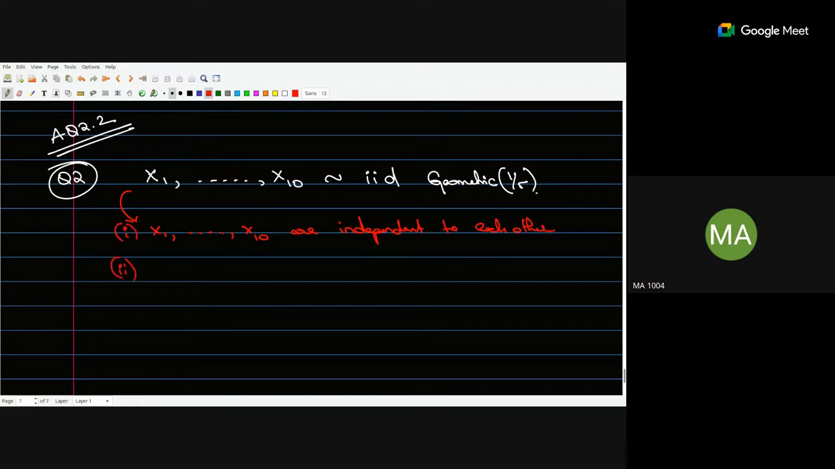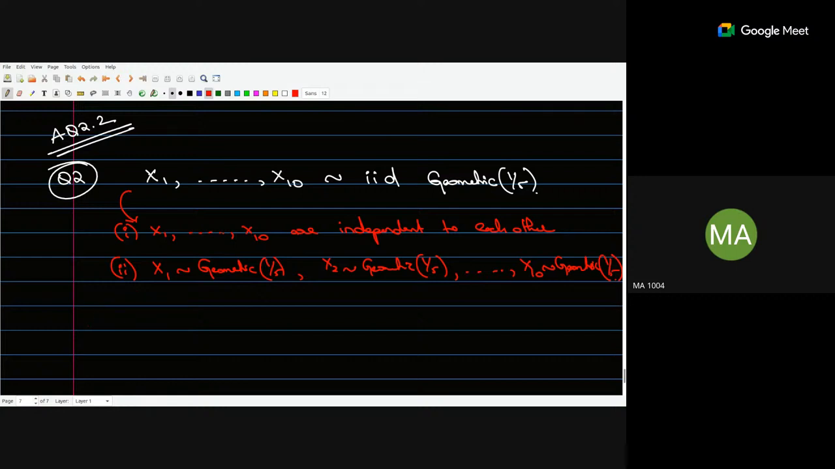The second thing is X1 follows geometric 1 by 5, X2 follows geometric 1 by 5, and so on. X10 will also follow geometric 1 by 5. So this is what it says. See, the single line says these two statements collectively. That's the power the three letters IID have.